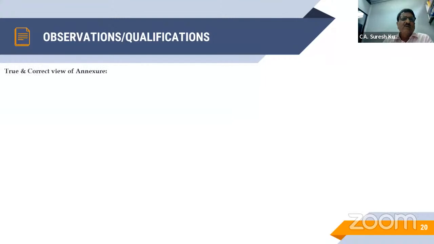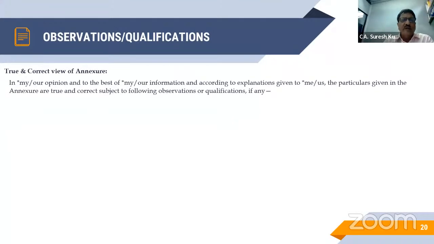But before I go to the case laws, I will also put down the format of the audit report. They are saying, in my and our view, and to the best of our knowledge and according to the explanation given to us, the particulars given in the annexures are true and correct, subject to the following observation or qualification. They are saying the words following observation or qualification, meaning thereby that, as an auditor, even if you don't want to qualify but you want to observe, you can mention it here.